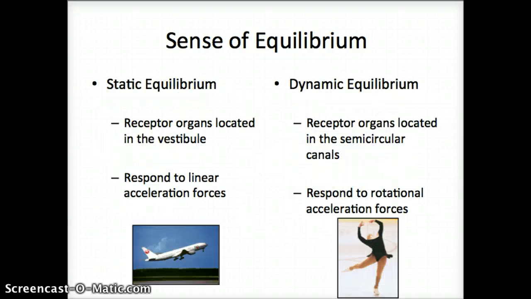When we talk about sense of equilibrium, there are 2 different senses of equilibrium that we have. One is called static equilibrium, and these are receptor organs located in the vestibule, and they are responsible for responding to linear acceleration forces, so going perhaps forward or back. Dynamic equilibrium: the receptor organs are located in the semicircular canals in our ear, and these respond to rotational acceleration forces. So if you spin around, that's a little bit different than static equilibrium, and we'll cover both of these.